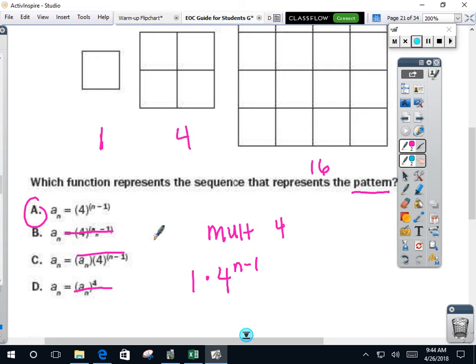Now, once you are leaning towards one, try to graph it. You're going to have a problem graphing C or D, right? Because you're not going to know what to type in A sub n as. But when you type A, watch what happens. 4 to the n minus 1.